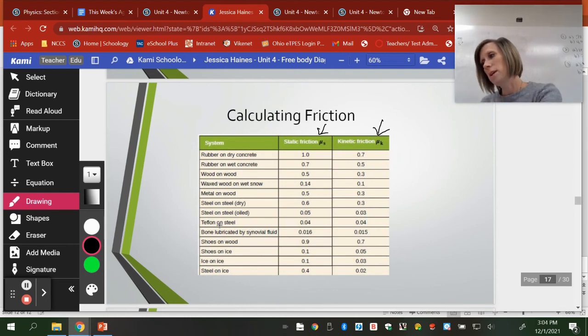I want to say that should cover most of it except for terminal velocity, which we'll talk about with falling objects another day when I get back.